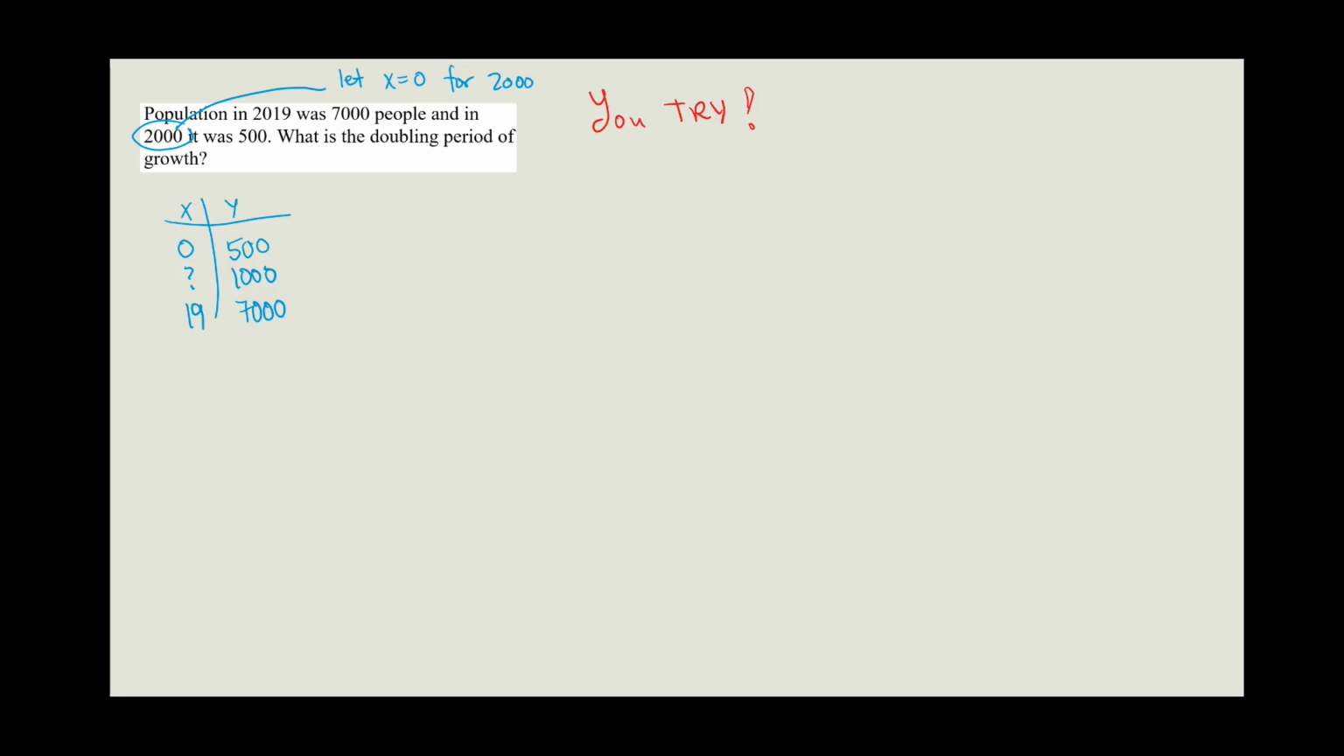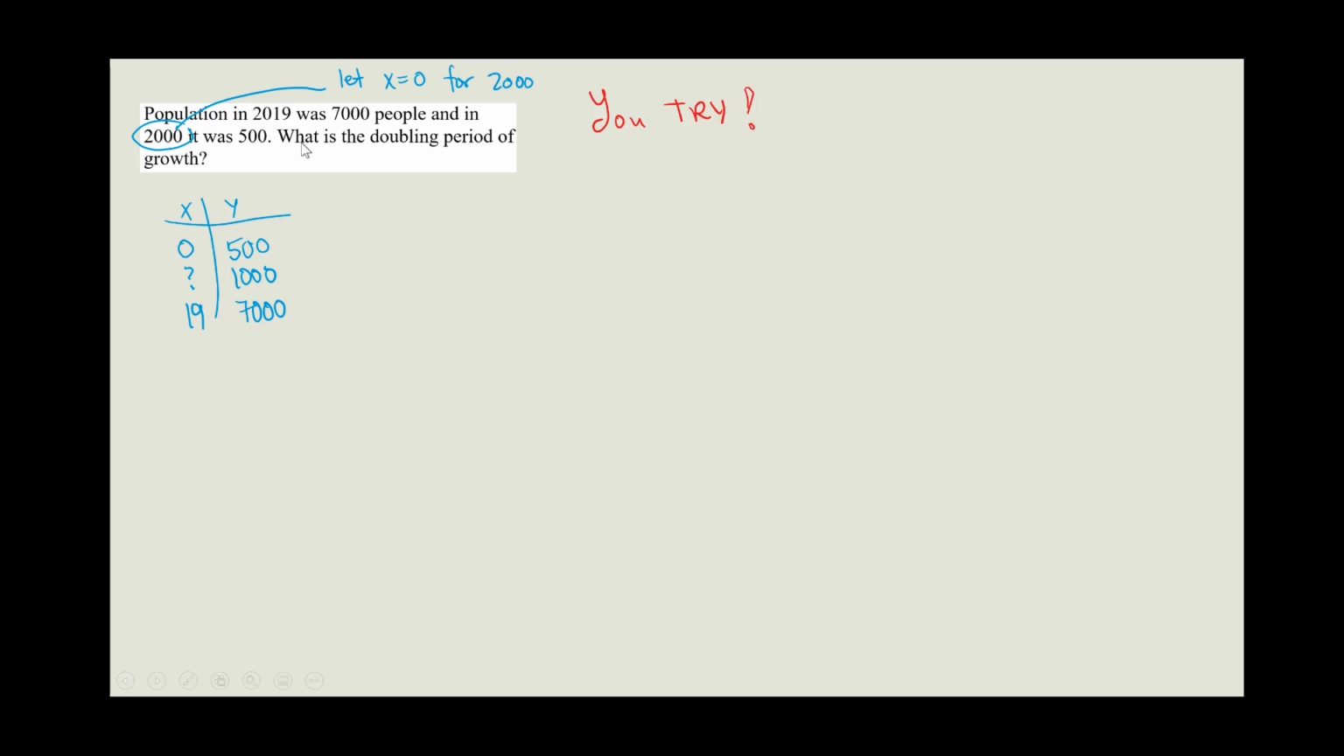Okay, I'm going to assume that you have done that. I've done this by creating a table again. So at year 0, which represents 2000, we have 500 people. And then we're told in 2019 we have 7,000. So 19 years from the year 0, we have 7,000.